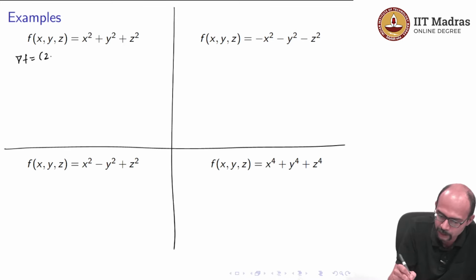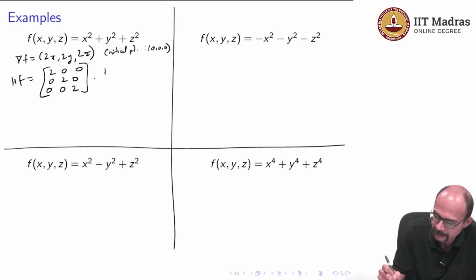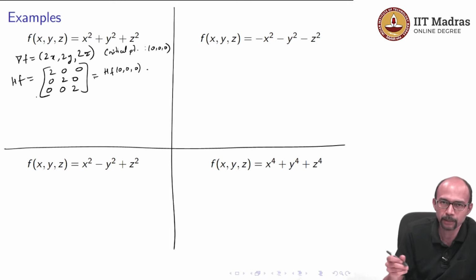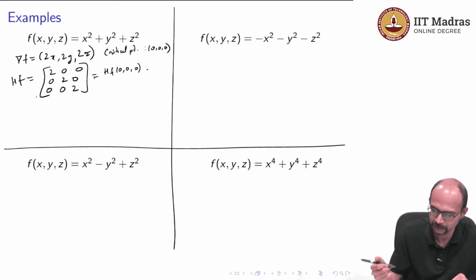So, gradient is 2x 2y 2z. Hessian is well, you can compute this. Now, I am doing this rather fast. 2 0 0, 0 2 0 and 0 0 2. Let us compute the various things that we have to compute. So, the critical point is 0 0 0, and so the Hessian at 0 0 0 is the same thing, and so we should compute the determinants of all the top left matrices of decreasing size.